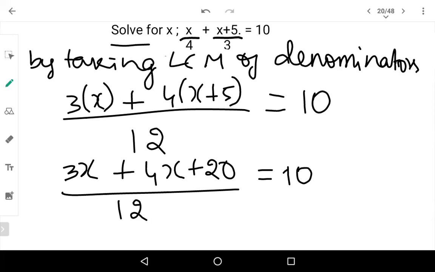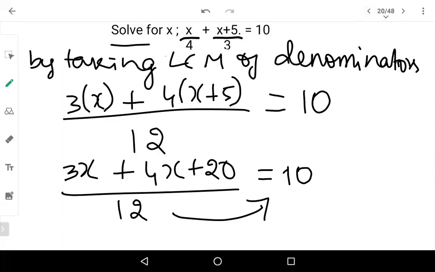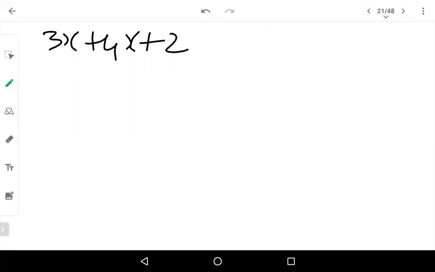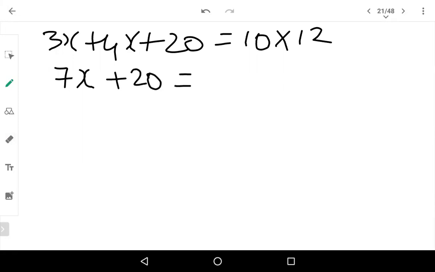Now I can take this 12 to the other side. It is division, it will become multiplication. So 3x plus 4x plus 20 is equal to 10 into 12. I've just taken 12, which was in the denominator, to the other side. Now 3x plus 4x will give me 7x, since 3 plus 4 is 7. So I'm going to get 7x plus 20 is equal to 10 into 12.